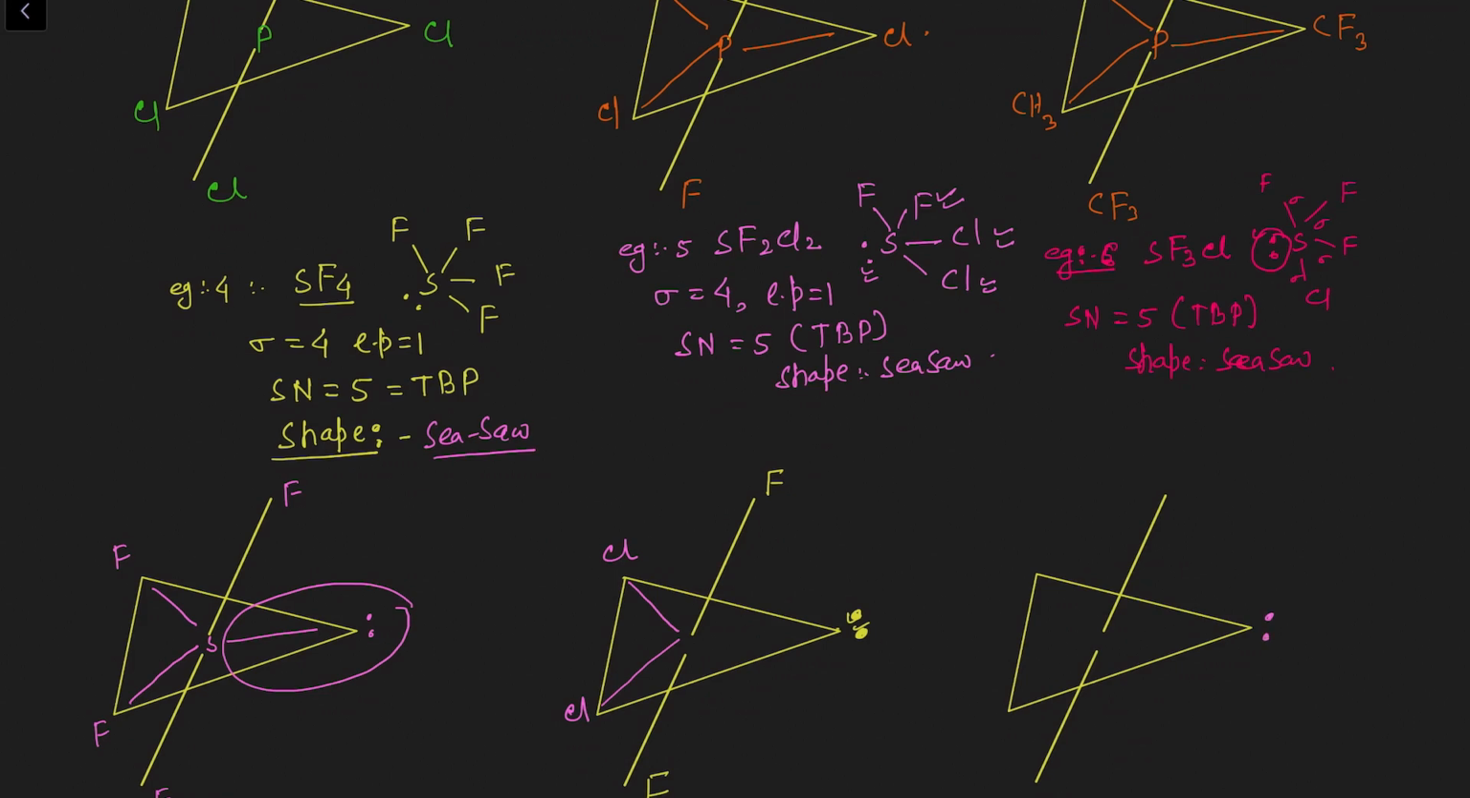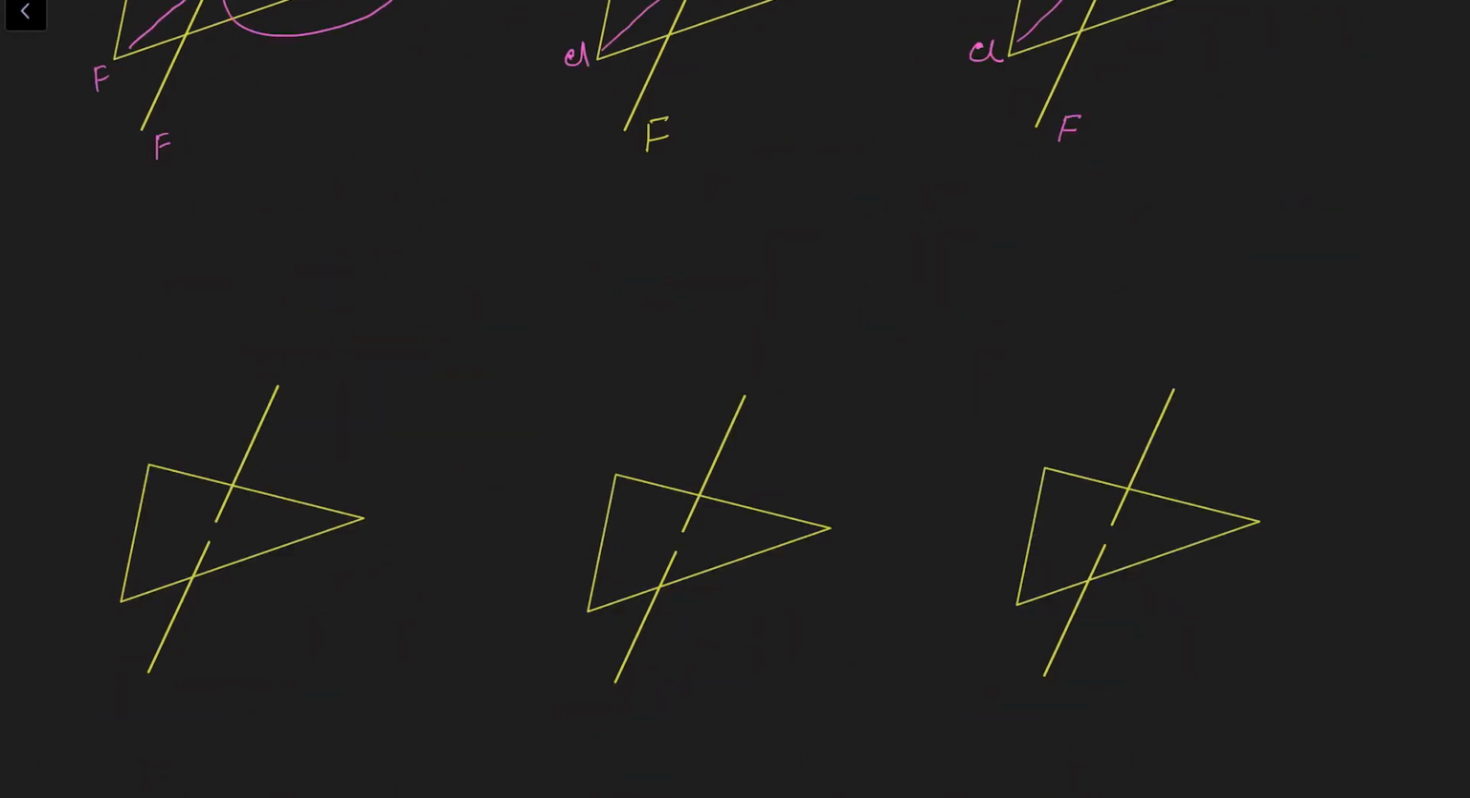Axial position will be occupied by the most electronegative atom among them. So fluorine is what? More electronegative than chlorine. But this geometry has two axial positions. So the third fluorine will come here and the rest of the chlorine will come here. Done. Some more examples we will discuss. Now for XeO2F2, then ClF3, then XeOF2.